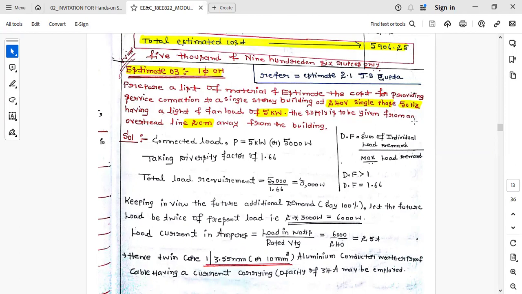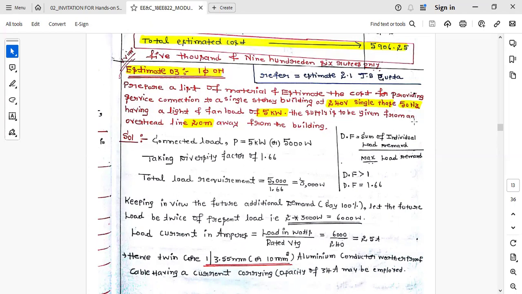Now let's discuss what you mean by this diversity factor. This is not too important for our electrical estimation and costing, but let's simply understand it. Diversity factor is nothing but the ratio of the sum of the individual load demands divided by the maximum load demand. Here, the sum of the individual load demand is 5 kilowatt.